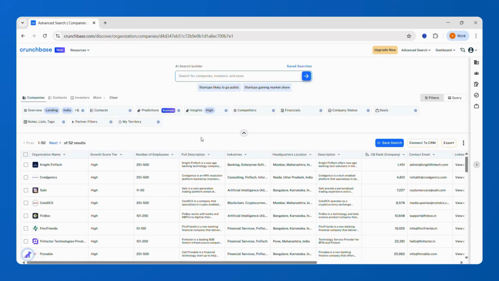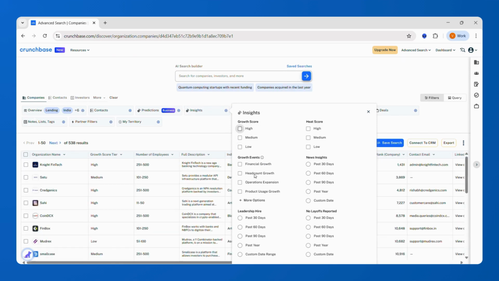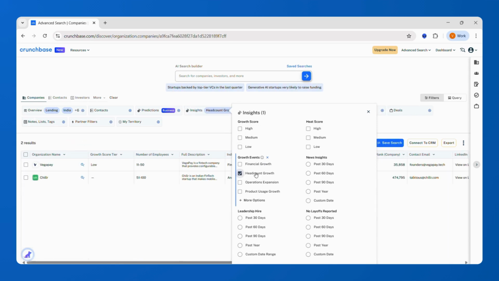Moreover, when I click on insight, I get the growth score. I get growth events like headcount growth or operation expansions. One of the most interesting things over here is the headcount growth. Now, when we talk about headcount growth, oftentimes we are able to analyze where the company is spending their money. And there's sort of a hidden truth wherein people miss out on hiring or headcount growth as one of those parameters to see the scale of the company.